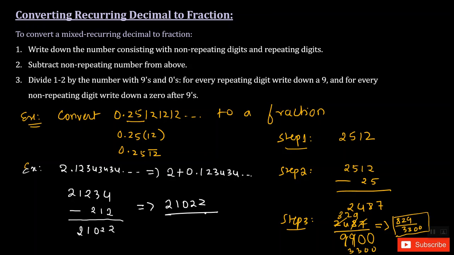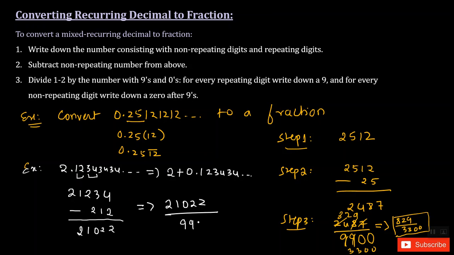Now after doing this, I have to follow the same step. For the number of digits repeating, I have to write that many 9s in the denominator. After the decimal point, 2 digits are repeating, that is 3 and 4, so I have to write 2 9s. And after the decimal point, the 2 digits which are not repeating, what are those? 1 and 2.